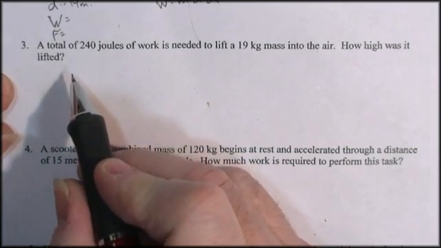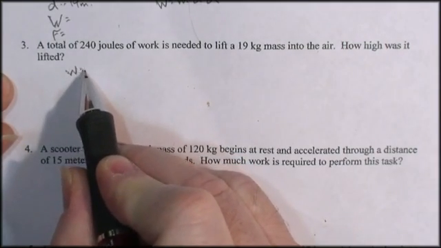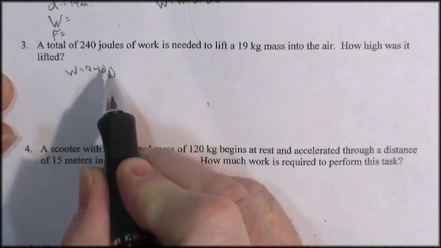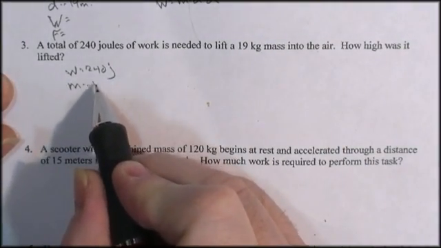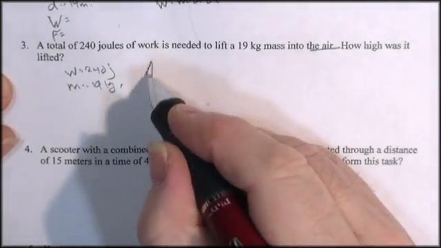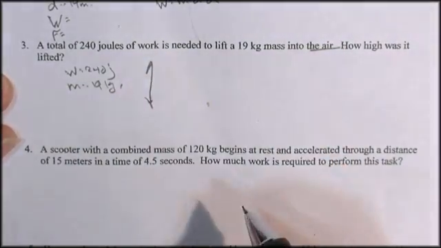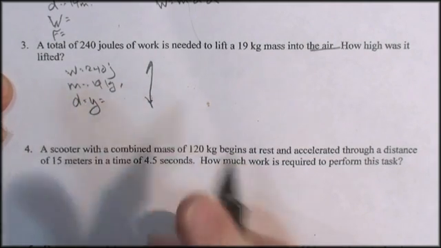All right, question 3. A total of 240 joules of work is needed to lift a 19 kilogram mass. So the mass of this thing is 19 kilograms. And you're lifting it in the air, which means you're going against the pull of gravity. How high was it lifted? What's the distance in the y-axis?